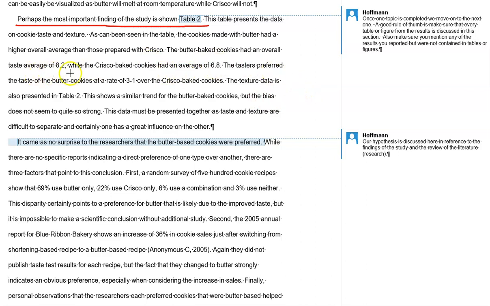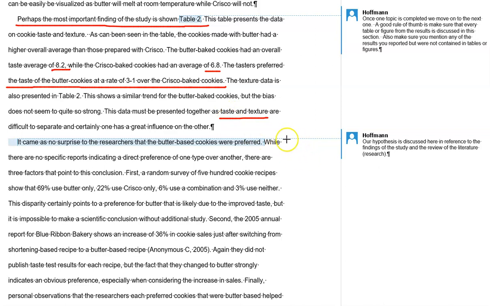The information was posted, right, that people like the taste of butter, given an 8.2 out of 10 versus a 6.8 for Crisco. In addition, it gives the taste preferred 3-to-1. So what it does show is that out of the 20 tasters, right, 15 or so preferred butter, but 5 still preferred Crisco, right? So it does talk about the different biases, and how taste and texture are dependent upon each other. And certainly, if one was not as good as the other, then it would probably have an influence.